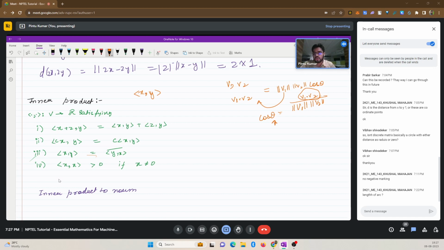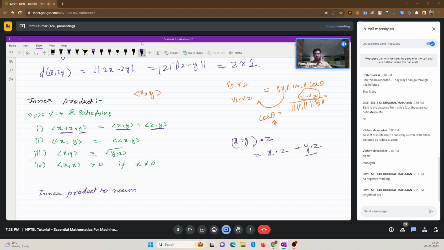Again, your dot product satisfies some properties that you can remember. So what is the first property? We did this some moments ago in our calculation. Let's say you take x plus y and take its dot product with z, then it splits: x dot z plus y dot z. The same property we expect here also. If I have x plus z and I take its inner product with y, then it should split: <x, y> plus <z, y>.